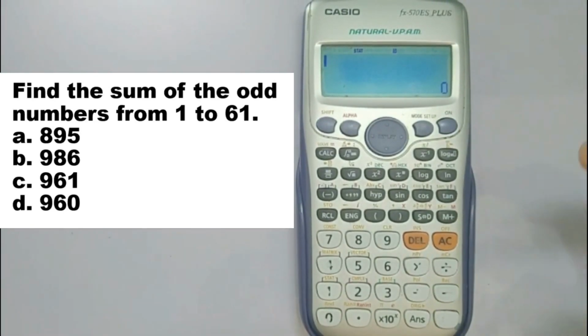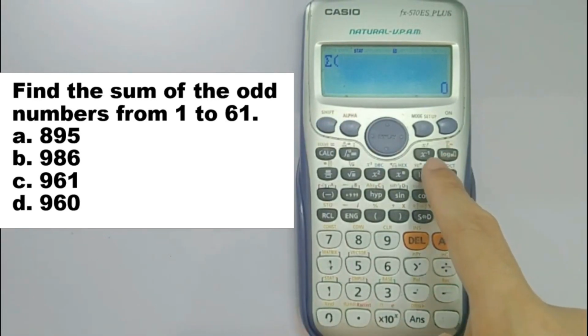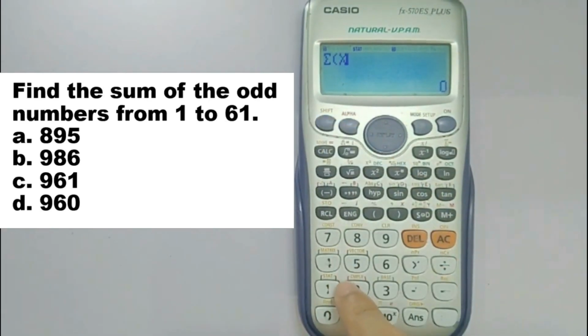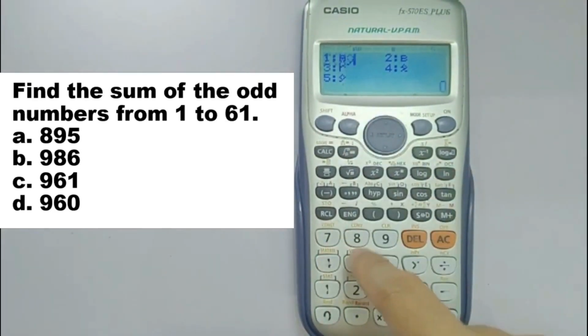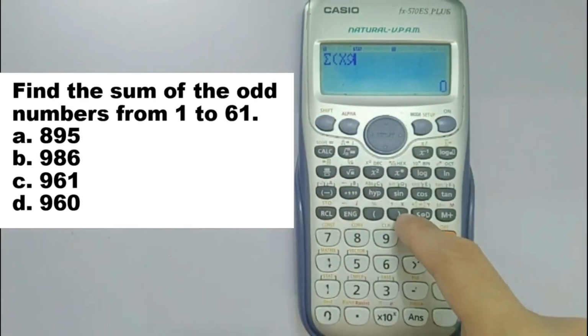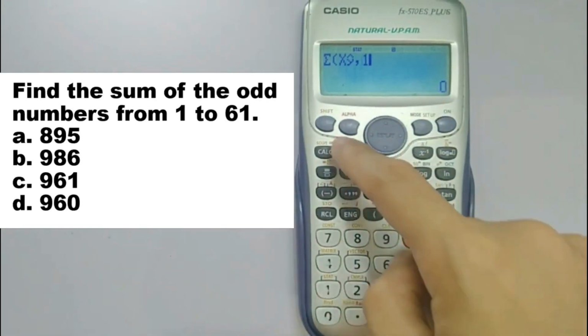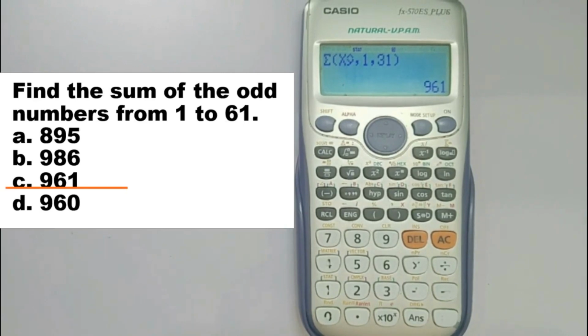Then, input this. So, for sum, so, press natin yung summation here. So, shift, summation. So, shift logarithm yun. Then, after pressing that, input natin yung, so, alpha x. Then, yung y hat. So, shift, regression. So, shift stat tayo. Shift stat, regression. Then, yung number 5. So, y hat. Then, lagay tayo ng comma. Then, we are adding from the first term to yung nakuha natin kanina, for 61, that is the 31st term. Then, lagyan natin ng parenthesis, then equals. So, the sum is 961. So, that is our sum of the arithmetic progression.